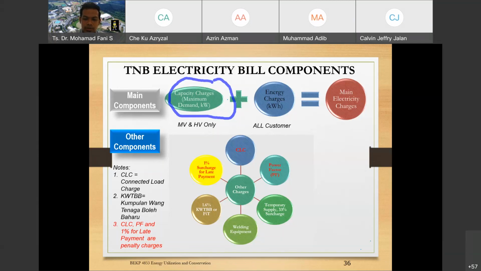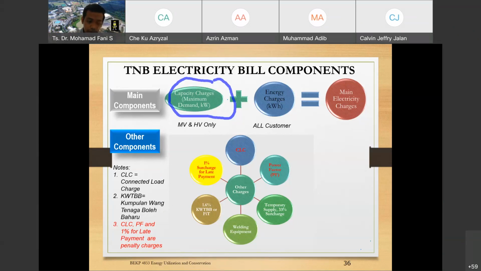Then 1.6% KWTBB, Kumpulan Wang Tenaga Boleh Baharu. That is another part for renewable energy, the feed-in tariff, to support renewable energy. We have a kind of fund where 1.6% from every consumer in Malaysia is put in. This money will contribute to developing a good structure for the RE program in Malaysia.